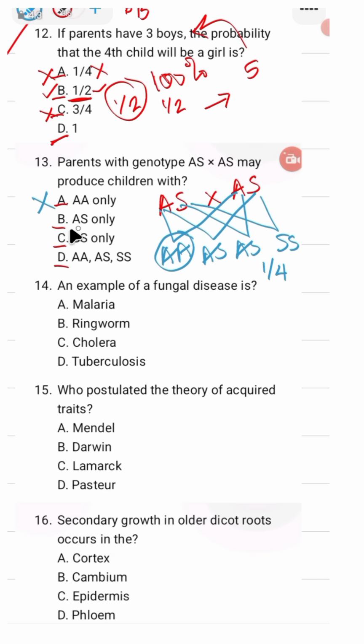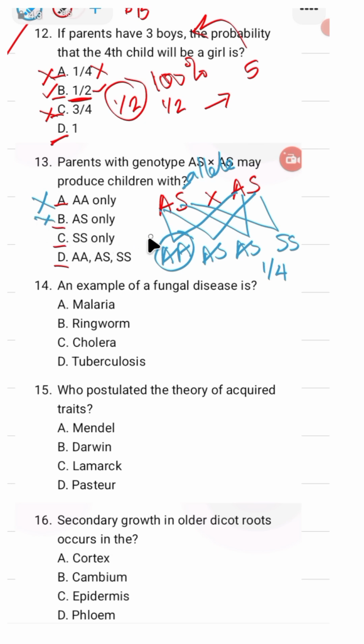Option B says AS only. It cannot be AS only, because if you check here, only these 2 are AS, but you also have AA and SS. Not all the children will inherit the S allele, because you have AA here, which does not have the S at all. So this one is wrong. All of them are not AS.